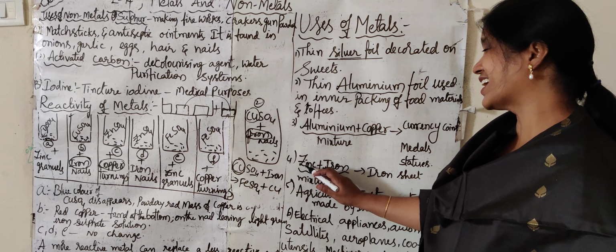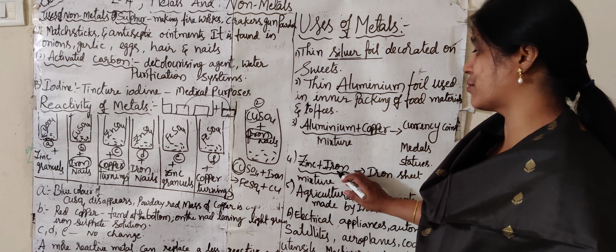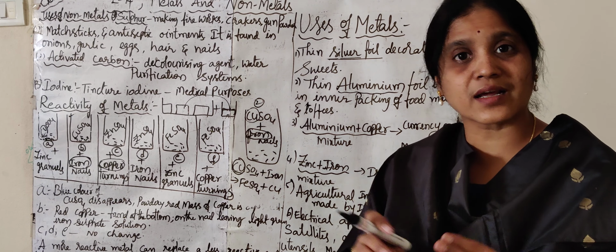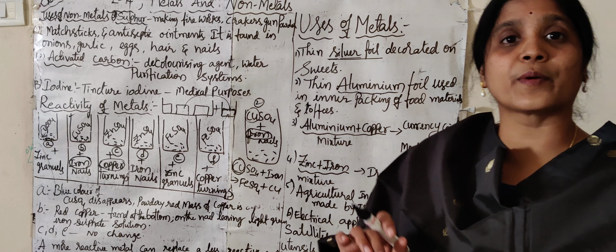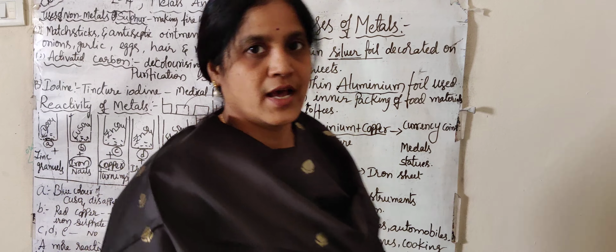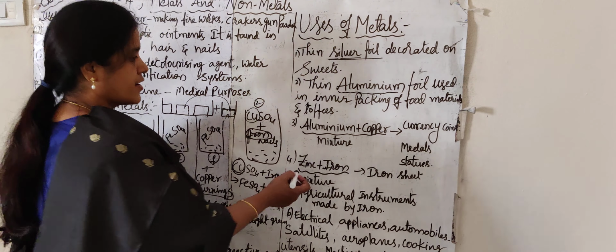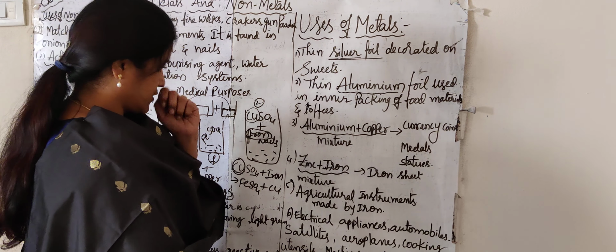Next, if you take the zinc metal and the iron metal, when these two metals are combined, you will get a mixture. This mixture is used in the preparation of iron sheets.